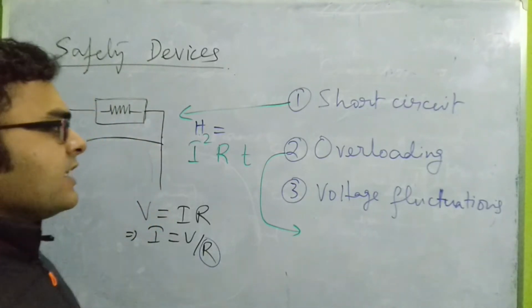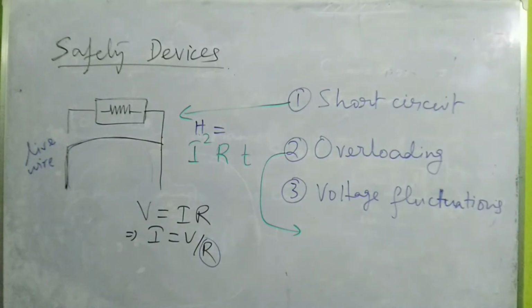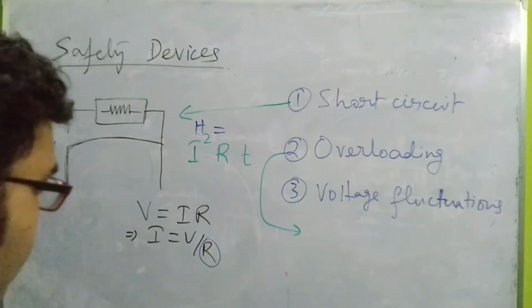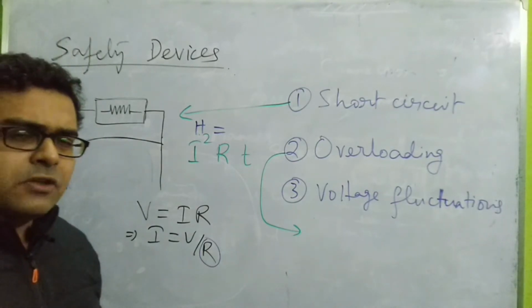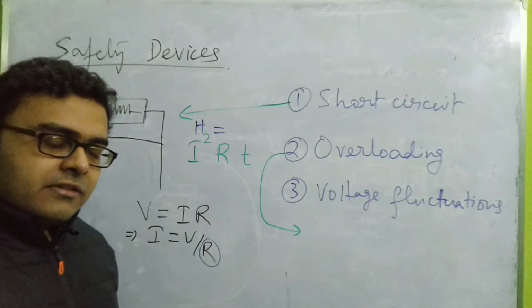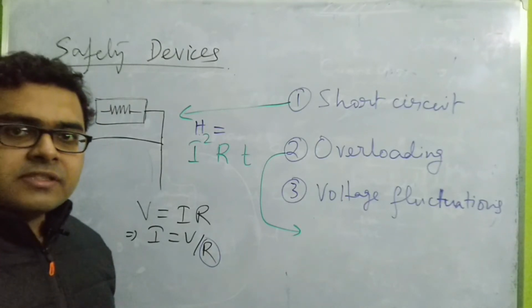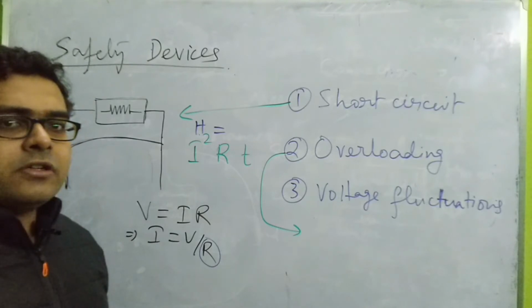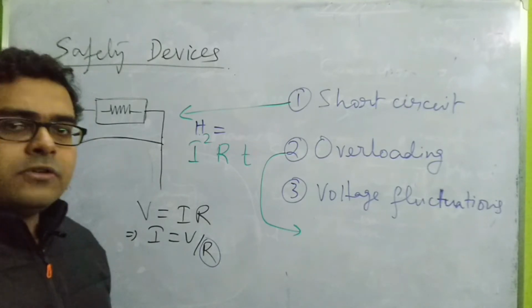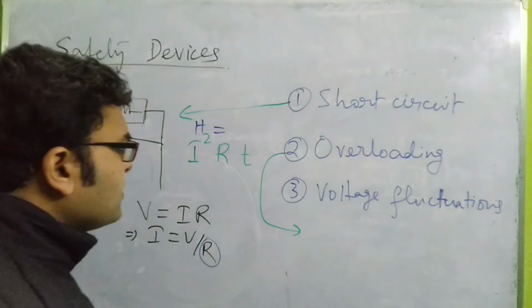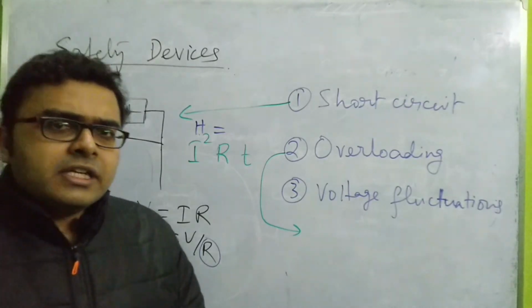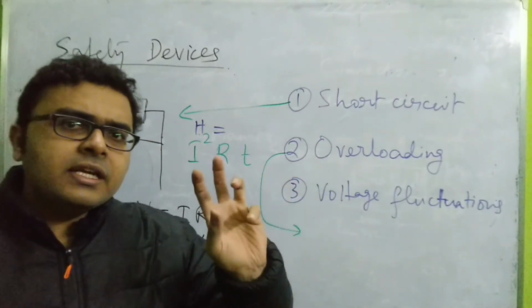And voltage fluctuations, we have noticed this very often. Although nowadays this voltage fluctuation is not much, in some places there are huge voltage fluctuations. Suddenly the voltage drops to a very low value, 110 volt. In a very short time the voltage becomes very high, say 250 or 280 volt instead of 230 volt. So in these conditions also a high current can flow to the device and it can damage it. So these are the three situations in which your appliances can be damaged.